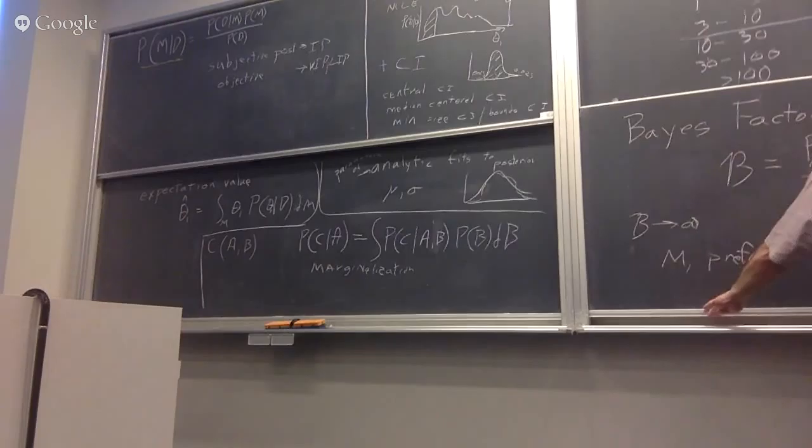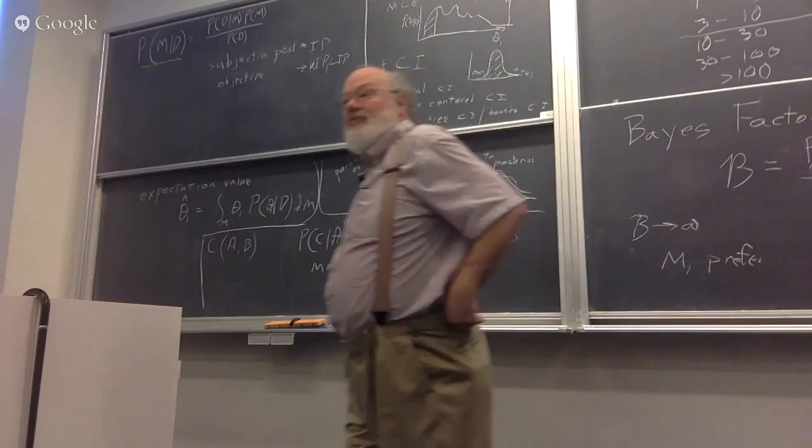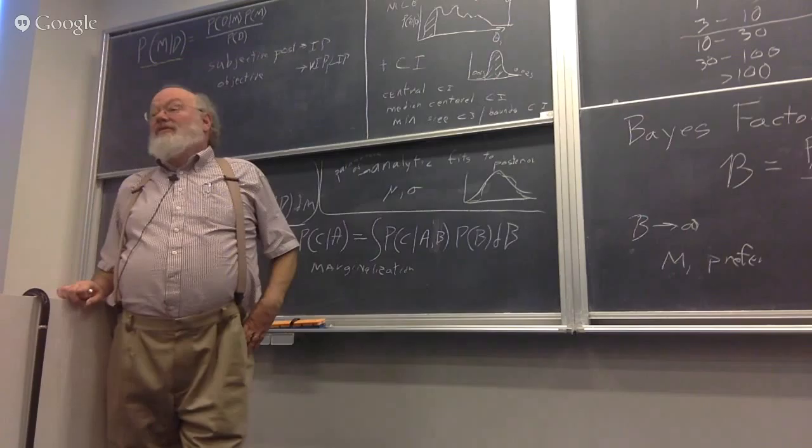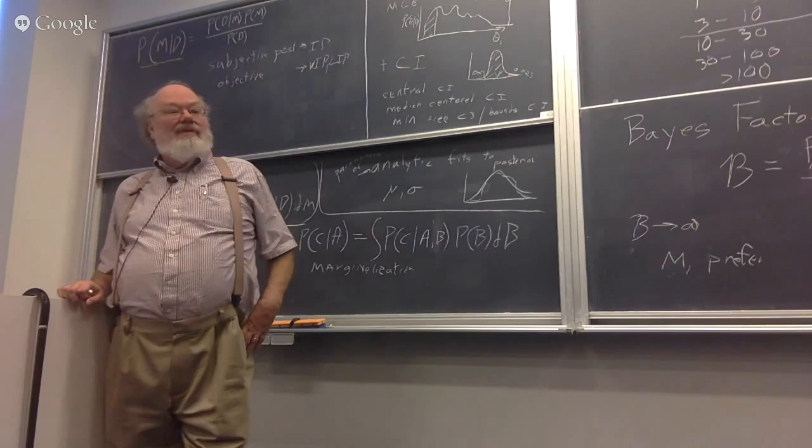The other term that's used is the Bayesian support for the model, or model one over model two. It measures how much the data supports one model over the other. So, you know, a positive result on a medical test supports the hypothesis that I have the disease. It doesn't demonstrate it, but it is supportive.